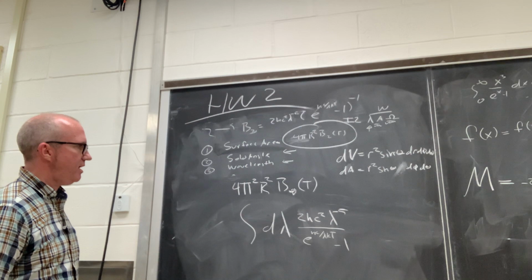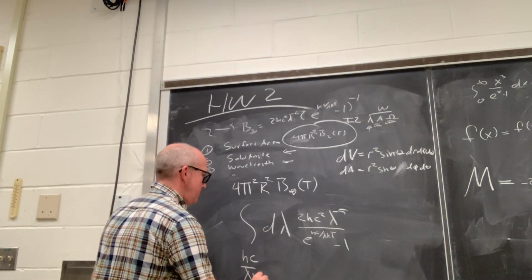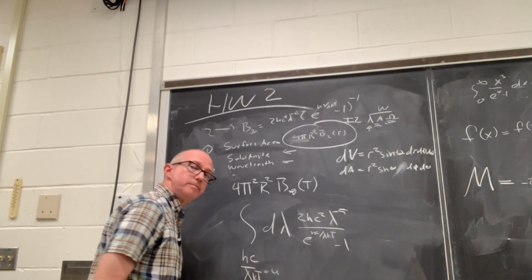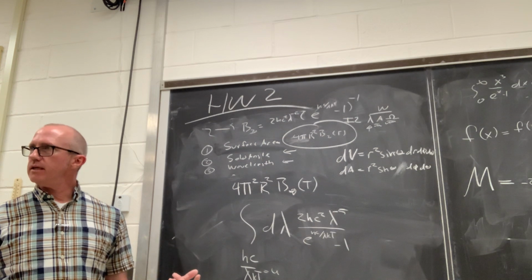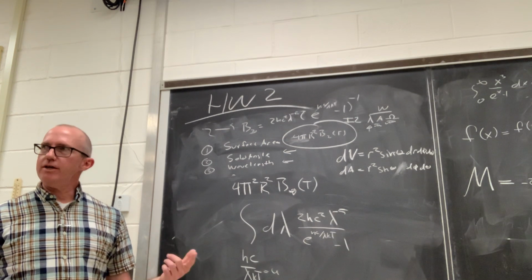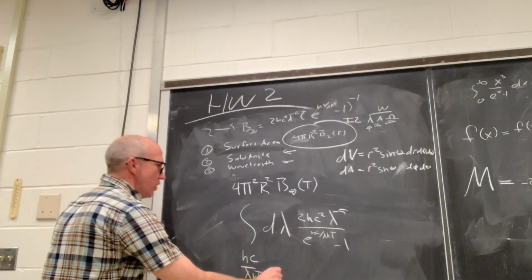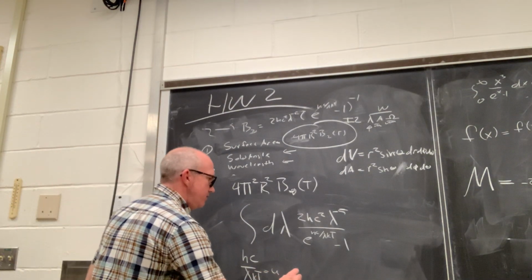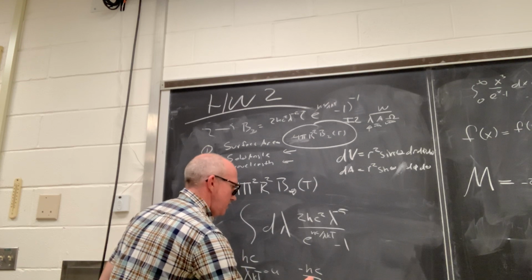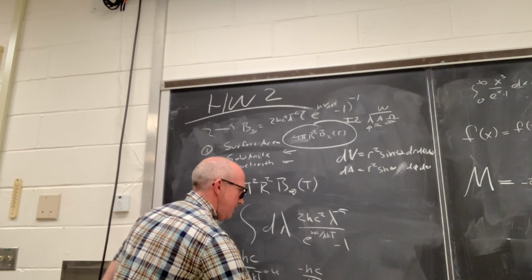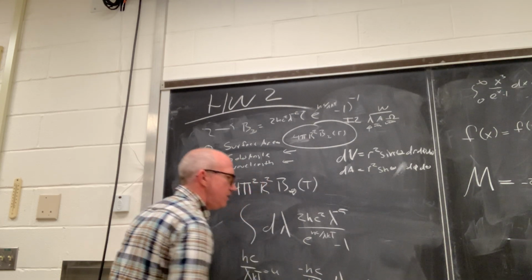And I'm going to say that hc over lambda kt equals u. So this is just a u substitution like you've done in calculus. Hopefully you've done this a whole bunch of times. I'm going to do it really slow, because if I don't do it really slow, I screw it up. Now I need to take a derivative of this, so I get a minus hc over lambda squared kt d lambda equals du.